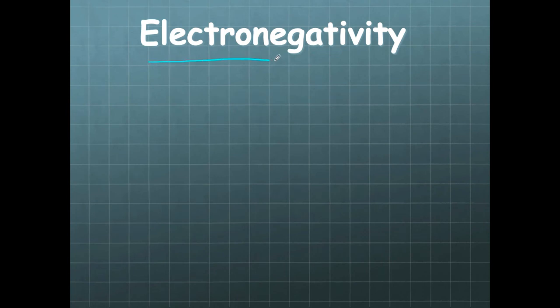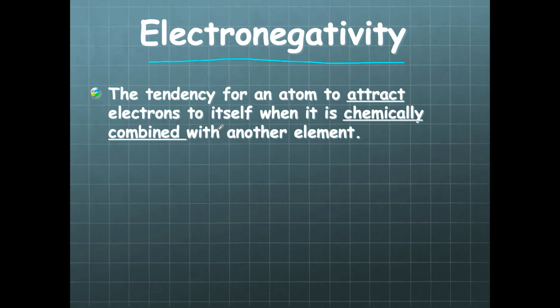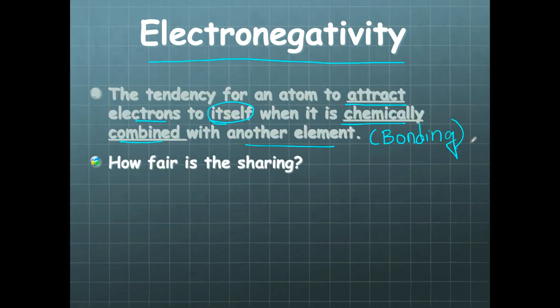Today's lesson, we're going to look at electronegativity. Electronegativity is the tendency of an atom to attract electrons to itself when it is chemically combined or bonded with another element. So, electronegativity is related to bonding. Okay, it would tell us how fair the sharing of electrons is in a chemical bond.